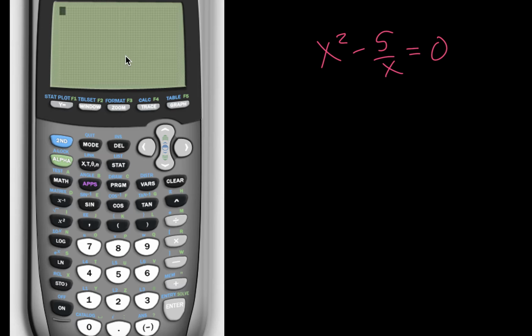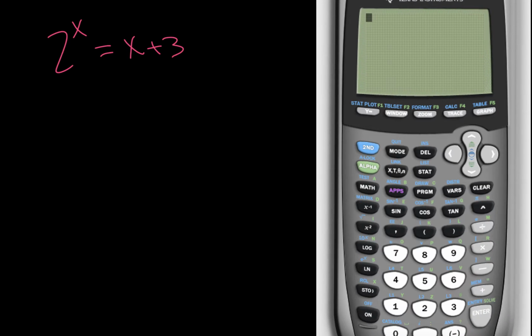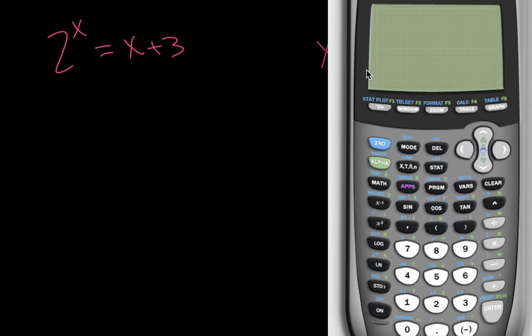So we come to our calculator. Once again, this is a TI-84, but the directions will be the same as a TI-83. So I'll move this over so we can see the first equation. And we are going to just hit the equals button. We're going to type in the left side and the right side. So I'm going to say 2 raised to the x as one equation, and then x plus 3 as the other equation. Go to graph.